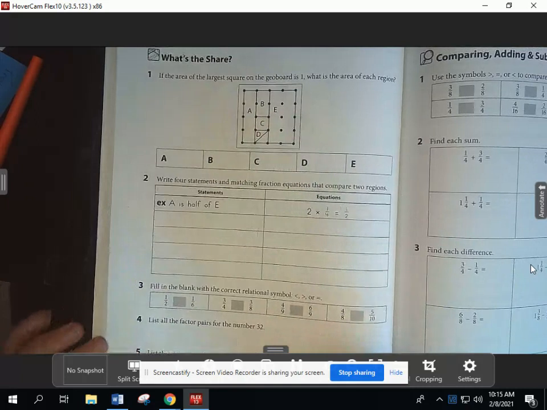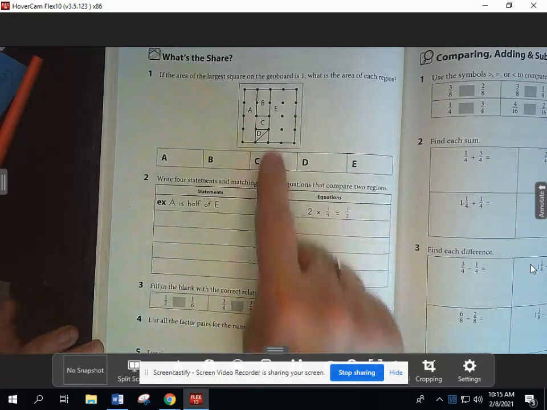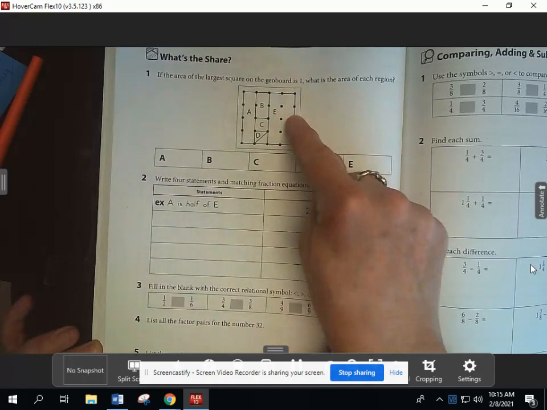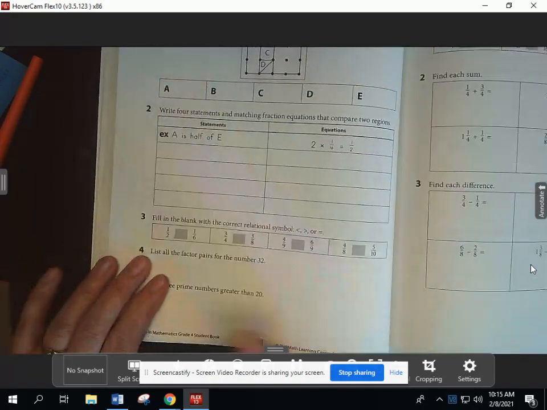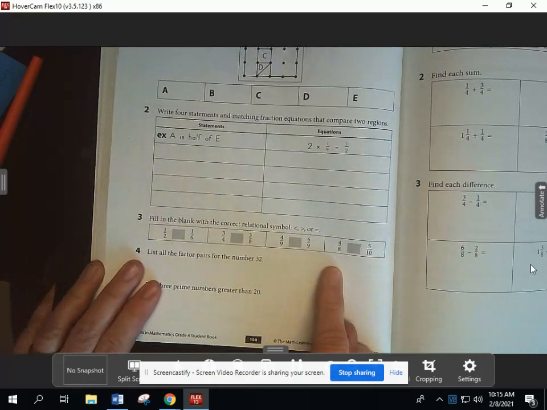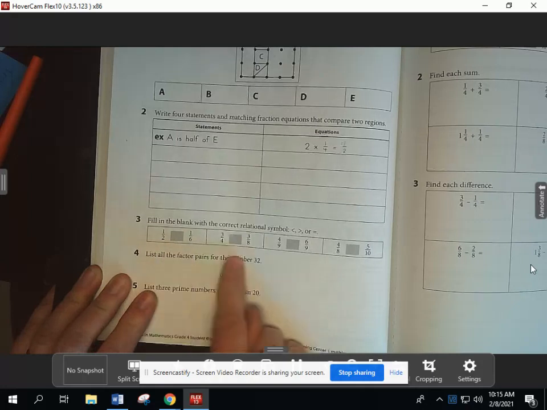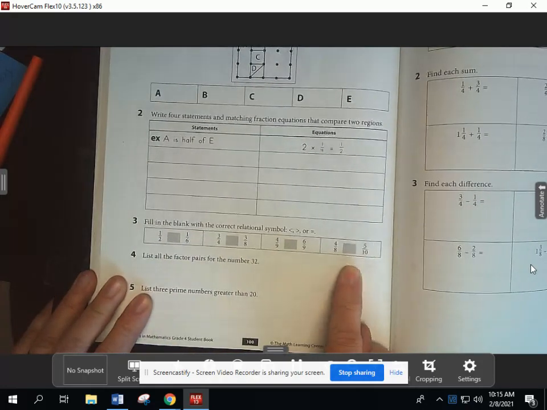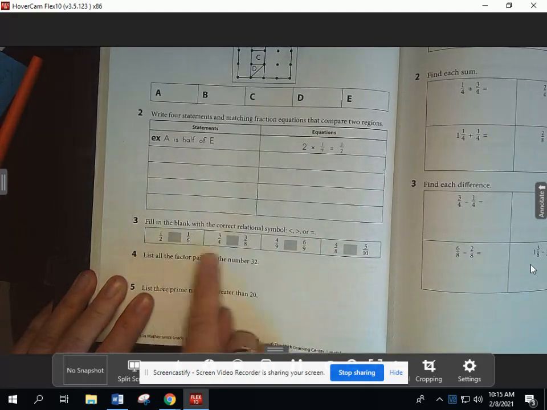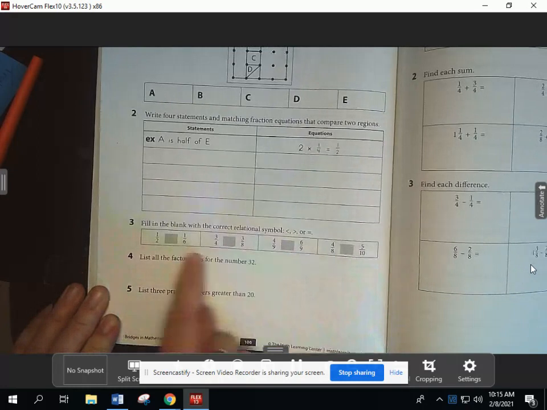So if you need to use geoboards to finish this, that will work. If you want to just use this and draw on this to think about the different parts that fit in there, that will work. Then you're comparing fractions. You're looking at them. Which one is bigger? Or are they equal?